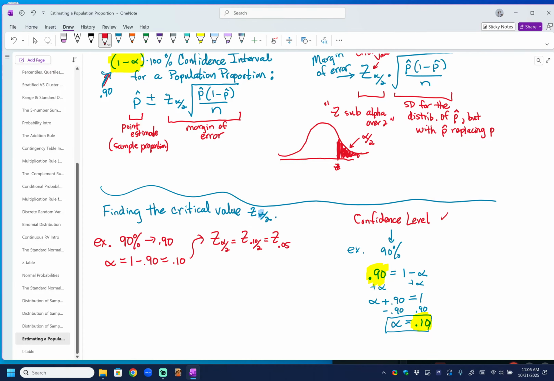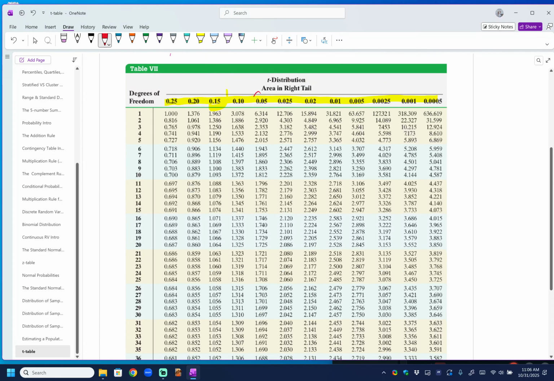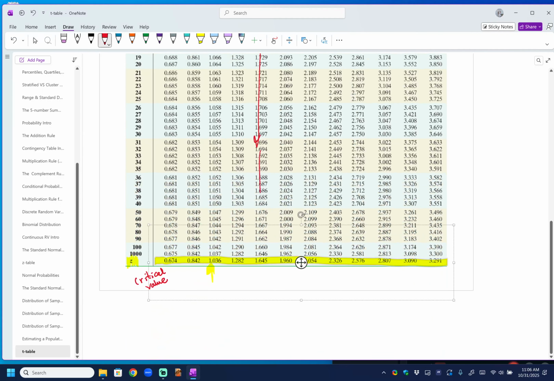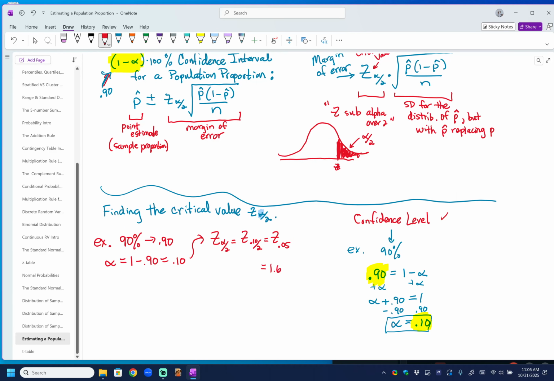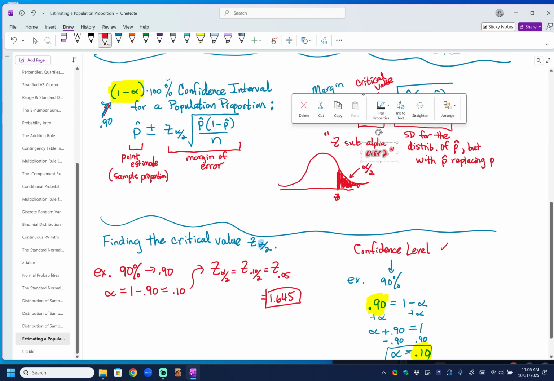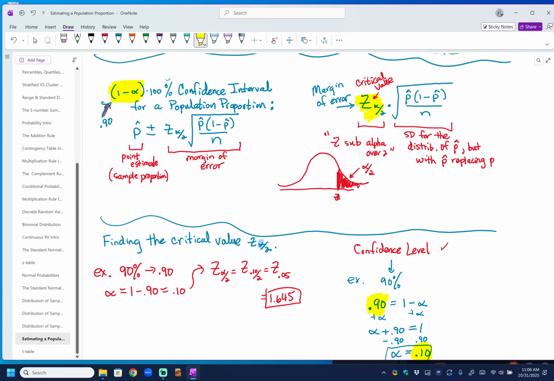In order to find the critical value z sub 0.05, we go into the t-table. We find 0.05, we go all the way to the bottom of this row, and we locate 1.645. So the value that we're looking for, our critical value, is 1.645, which will go here in the formula for margin of error, which tacks on to our confidence interval.